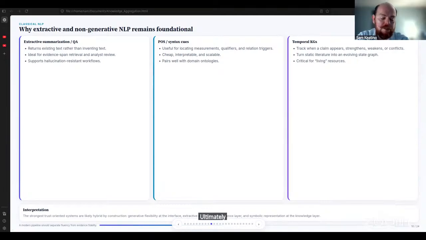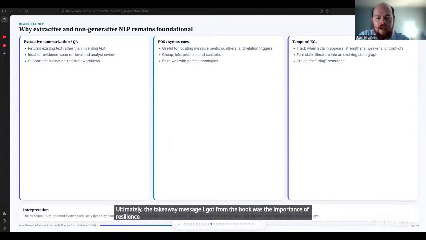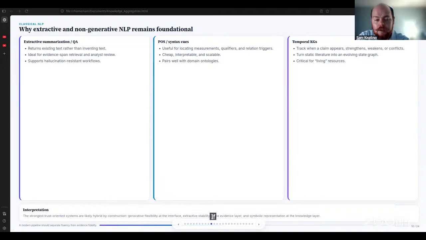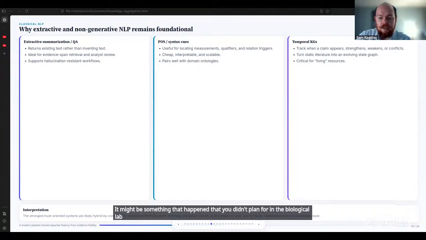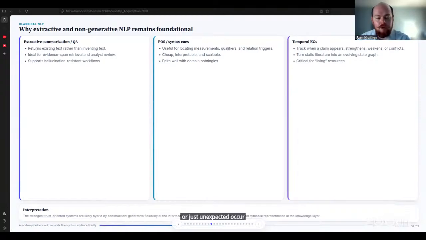Ultimately, the takeaway message I got from the book was the importance of resilience and resourcefulness. If you're not ready to lean into the next opportunity that might come your way, you'll never be able to take advantage of it, even scientifically or professionally. It might be something that happened that you didn't plan for in the biological lab. It might be a mistake or just an unexpected occurrence in an algorithm or simulation.